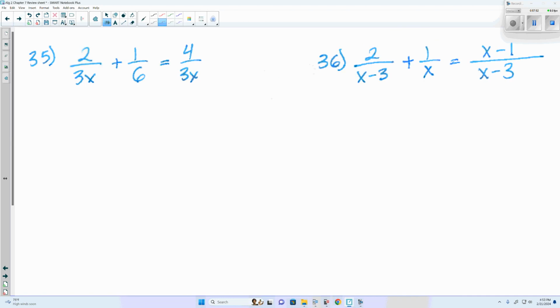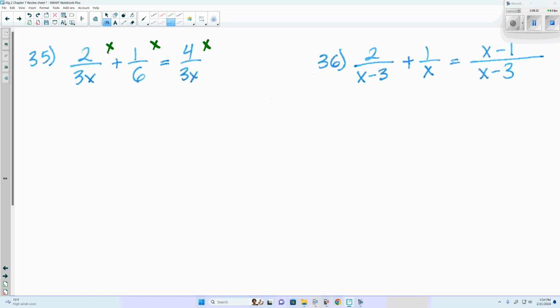Let's look at 35. We can start looking back at the restrictions because I believe they're going to come into play. 3x is the only thing we have, so it can't be 0. So x cannot be 0. This is our only restriction, and it's these 3x's that are going to have the restriction. Since the middle term is just 6, it does not have a restriction because there's no variable we can plug into it. So one of the things we are going to have to multiply everything by is x.